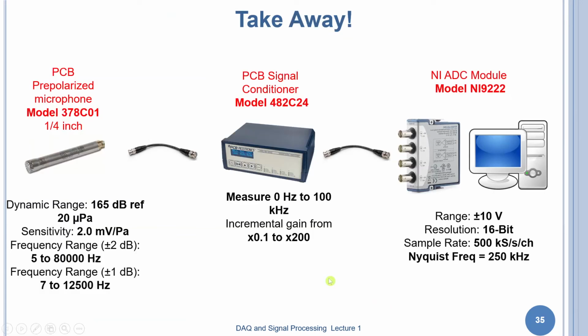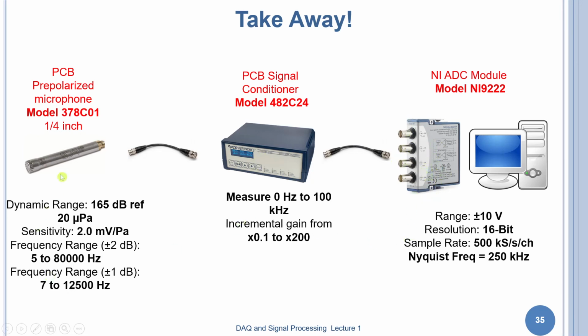So what is the takeaway from this lecture? Till now we looked at different aspects of data acquisition, the advantages and the limitations of each component by itself. Now let's take an actual example. Here I have a sensor, a PCB microphone. This microphone is usually used to capture or measure sound. Here I have a signal conditioner, PCB model, and I have an analog to digital converter, a National Instruments module.